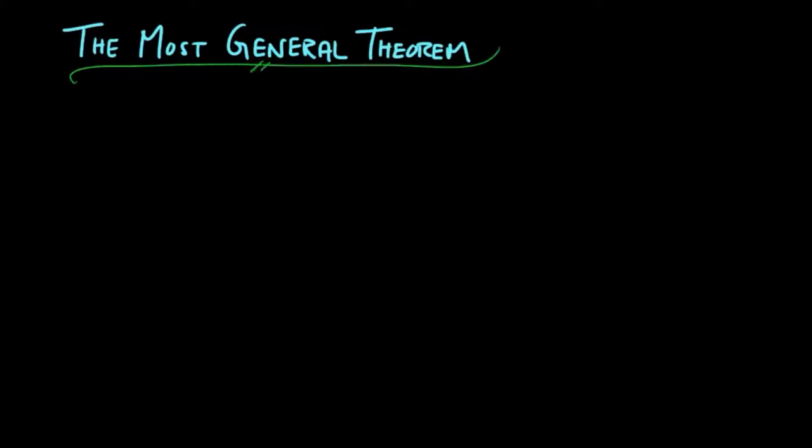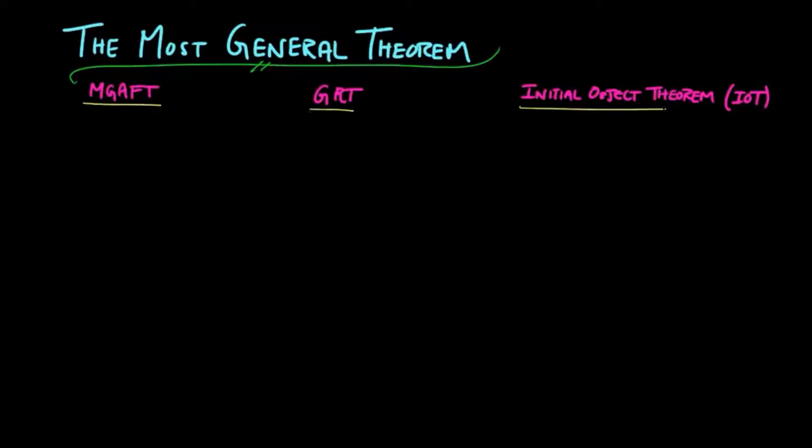In this video, we come to the payoff of our efforts. We translated the more general adjoint functor theorem to the general representability theorem, and then last time we took the statement of the general representability theorem and rephrased it in terms of the existence of an initial object in a category, which we call the initial object theorem. Let's recall what each theorem states and correlate the various terminology in each.